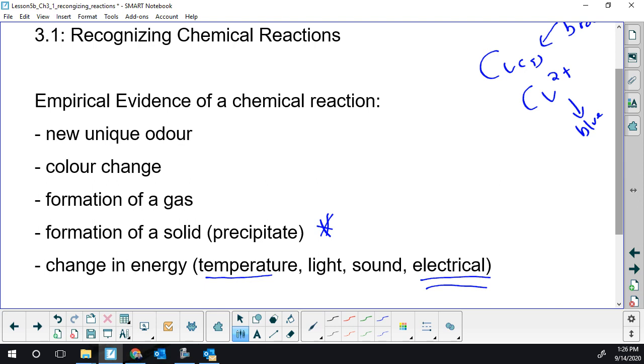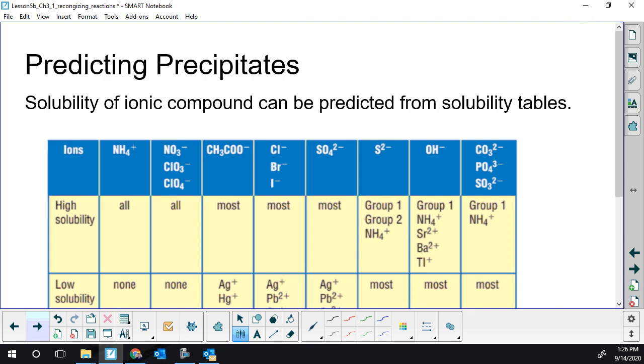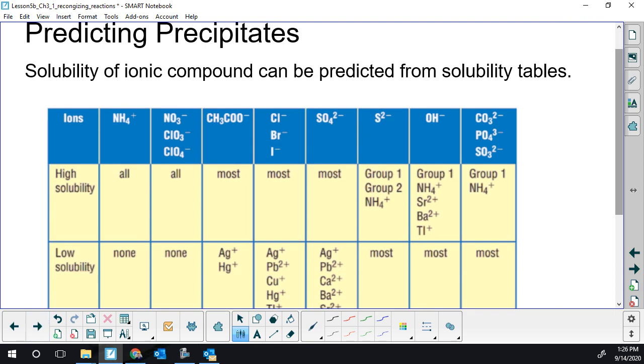So how can you predict whether you're going to get a precipitate? And hopefully you have your formula sheet right on your desk, and you don't have the periodic table side up. You've got the back side, and you're going to see a table similar to this. I don't think it's identical.